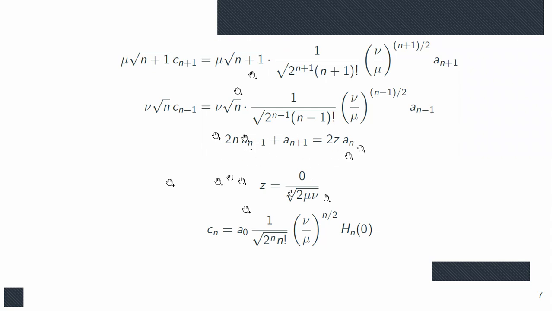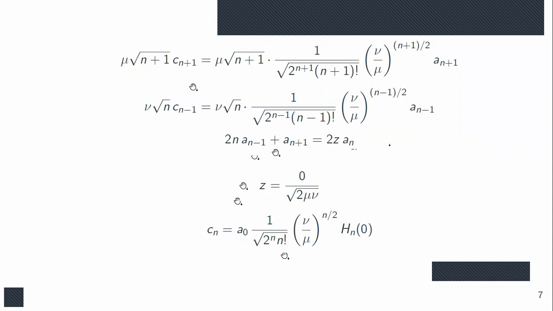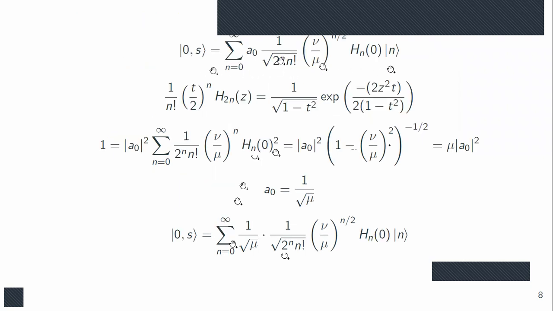So this is the recurrence relation for Hermite polynomials, where z is this. So we know that it is for the Hermite polynomial. So we will assume that a_n is equal to the Hermite polynomial of zero order. So we end up with this expansion coefficient. So we have to find A naught, that is the normalization constant. So we will put the expansion coefficient in this expression, and we end up with this value, and thus the squeezed vacuum state in terms of the number state.